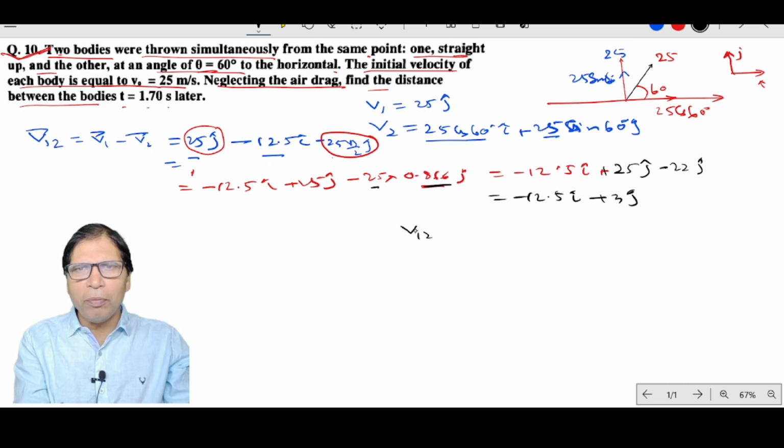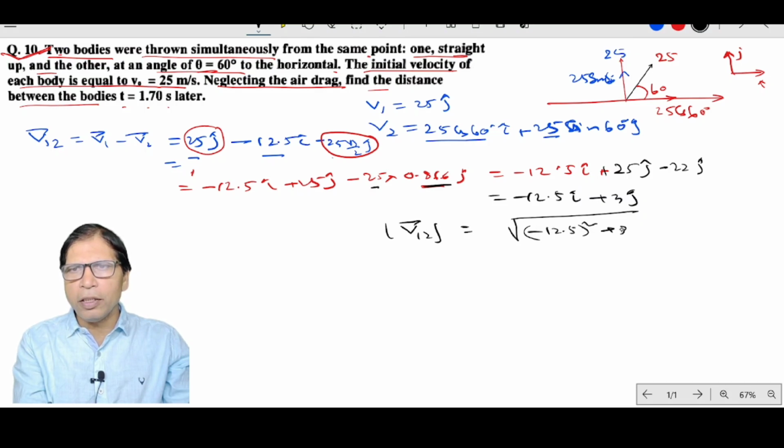Therefore, the modulus of the V12 vector is the root of minus 12.5 whole square plus 3 square. So this is almost 150 and this is 9. So this is 159, so it is almost equal to 13 meter per second. So the distance between the two particles after the time 1.7 second, d, is equal to V12 mod into 1.7.